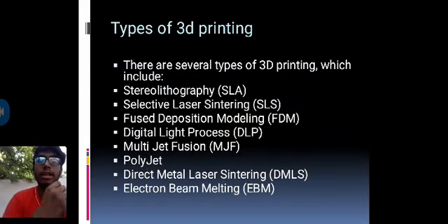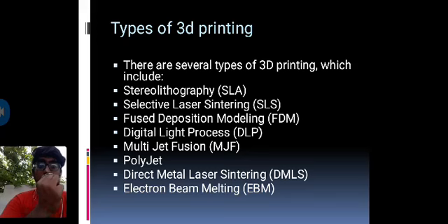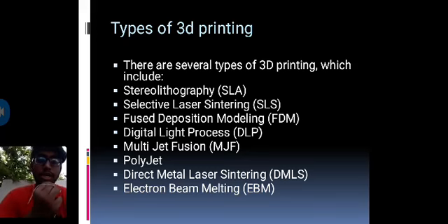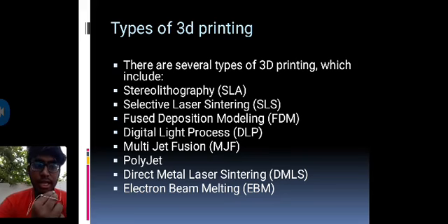Okay, now we have discussed what 3D printing is and how it all goes. So let us see what the types of 3D printing are. The types of 3D printing are stereolithography, selective laser sintering, fused deposition modeling, digital light process, multi-jet fusion, polyjet, direct metal laser sintering, and electron beam melting.